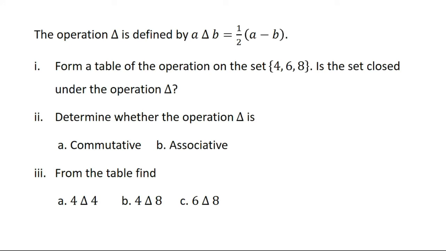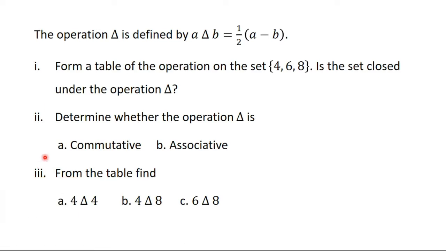The operation delta is defined by A delta B is equal to 1 over 2 into brackets A minus B. I. Form a table of the operation on the set 4, 6, 8. Is the set closed under the operation delta? II. Determine whether the operation delta is A. Commutative, B. Associative. III. From the table, find A. 4 delta 4, B. 4 delta 8, and C. 6 delta 8. What does this question mean?